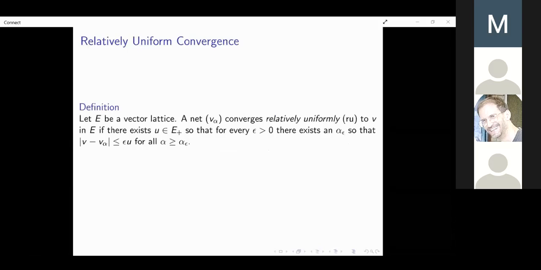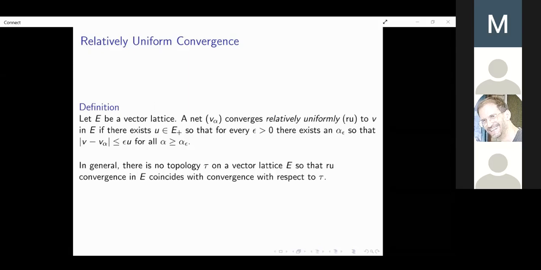Now, the second very familiar notion of convergence in a vector lattice is that of relatively uniform convergence. V alpha converges relatively uniformly to V if modulus V minus V alpha is dominated by epsilon times some fixed positive U for alpha sufficiently large. And again, there is in general no topology on a vector lattice E so that relatively uniform convergence in E coincides with convergence with respect to this topology.